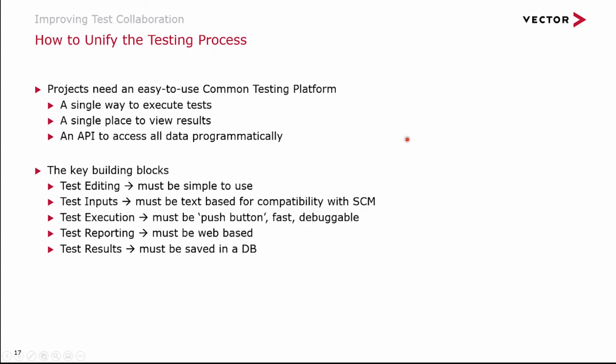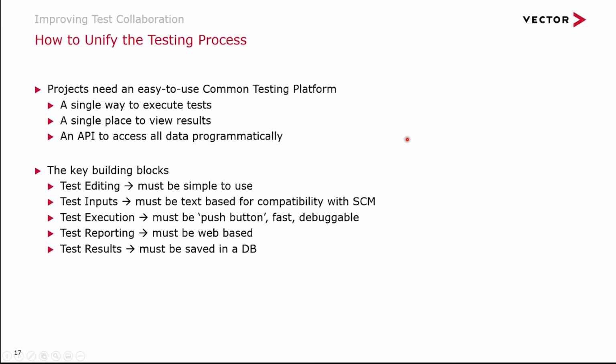And so what are the key building blocks? To me, the key building blocks are test editing. So this should be simple. Even if we can't, at the start, share test editing, that's not critical to me, but still within the group for the unit testing or the integration testing or the system testing, it should be simple for those people knowledgeable about that flavor of testing to do editing. And then the inputs obviously need to be text-based for compatibility with SCM so that the tests can move along with the code.